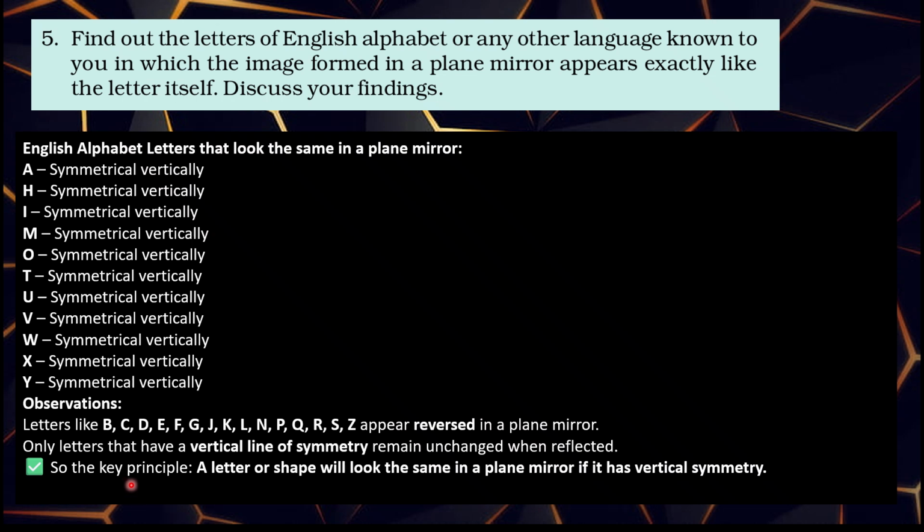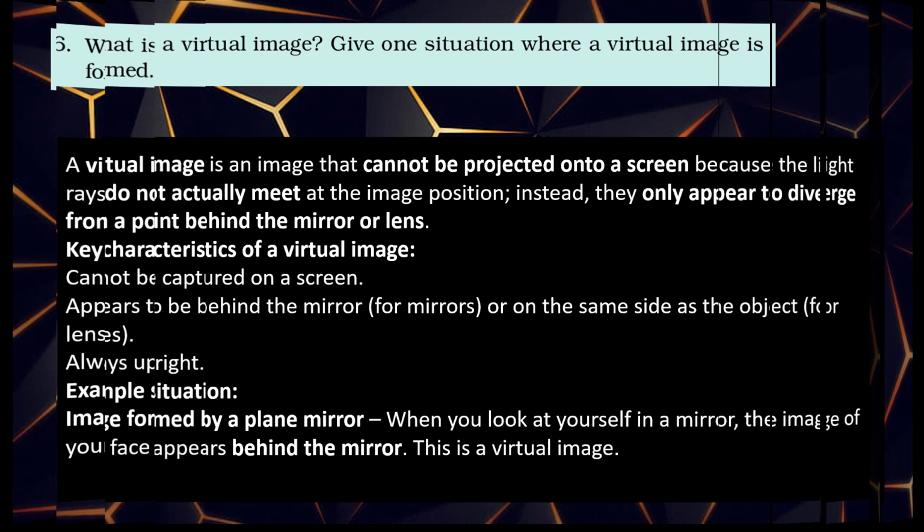Those letters are vertically symmetrical. So the key principle: the letter or the shape will look the same in the plane mirror if it has vertical symmetry.